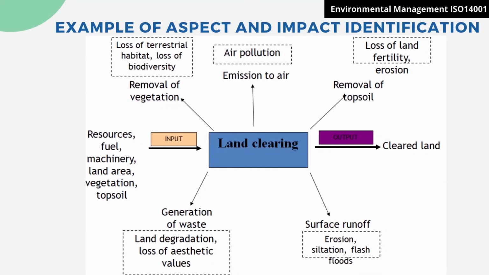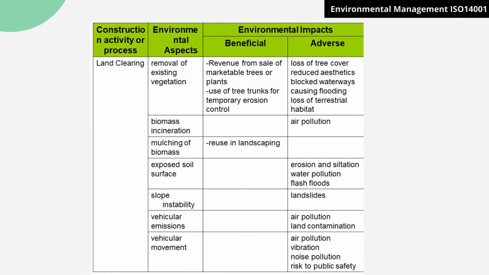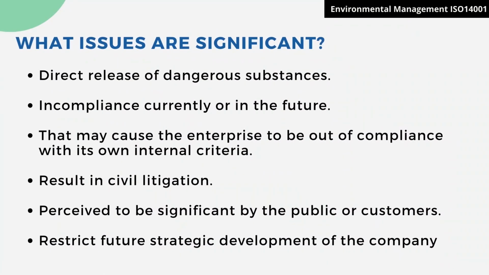Here is an example of aspect and impact identification. The operation is land cleaning, while the environmental aspects and impact can be seen. Here is a tabular form of the same activity in which aspects and impacts are listed. What issues are significant? Direct release of dangerous substances. In compliance currently or in the future.